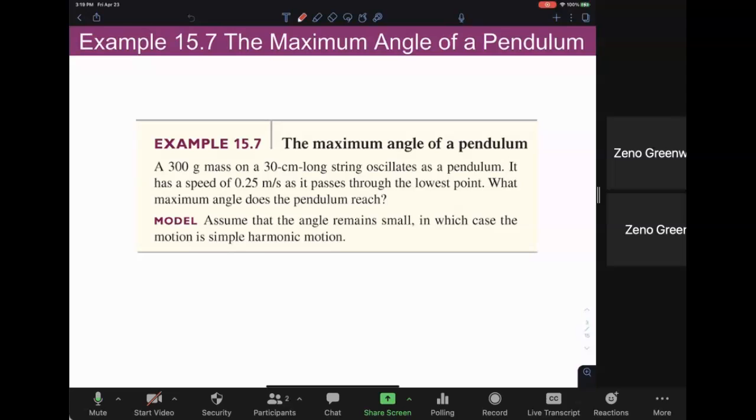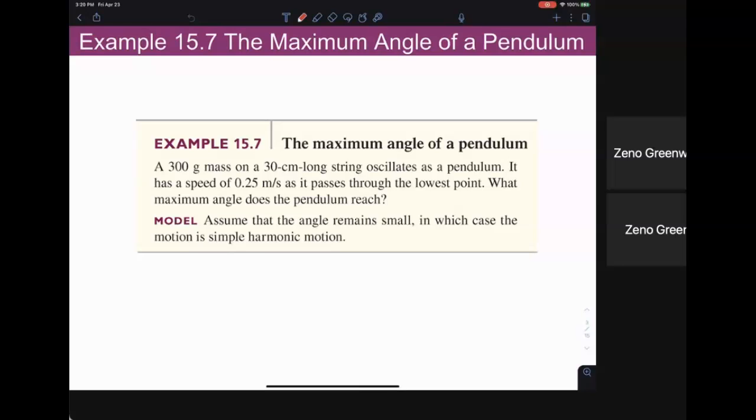In example 15.7, we find the maximum angle of a pendulum. A 300-gram mass on a 30-centimeter long string oscillates as a pendulum. It has a speed of 0.25 meters per second as it passes through the lowest point. What maximum angle does the pendulum reach? And in this example, our model will assume that the angle remains small, in which case the motion is simple harmonic motion.